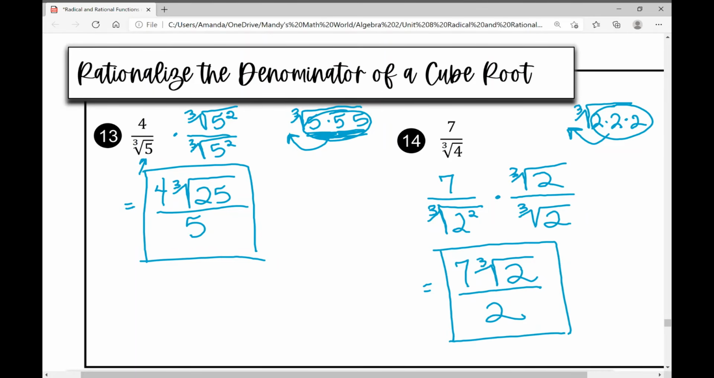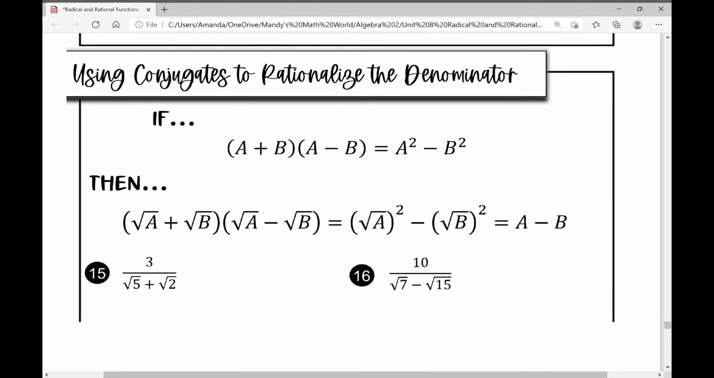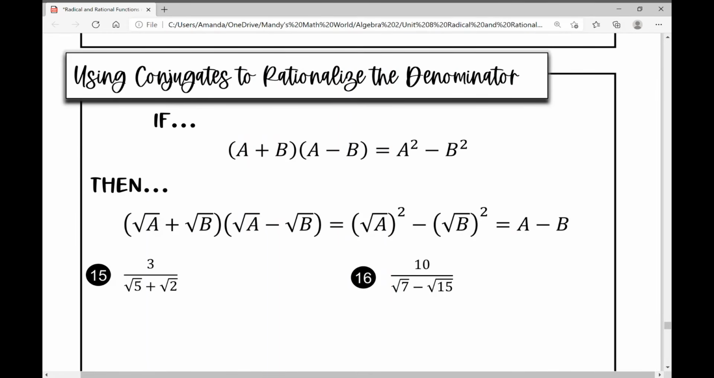Let's move on to our very last part of today's very long notes, and it's using conjugates to rationalize the denominator. So let's refer back to our factoring, when we were factoring and we factored a difference of squares. So if I have, for example, 2 binomials with the same terms, but one is plus and one is minus, what happens? Well, those 2 middle terms end up canceling, right? And I'm left with a squared minus b squared, a difference of squares.